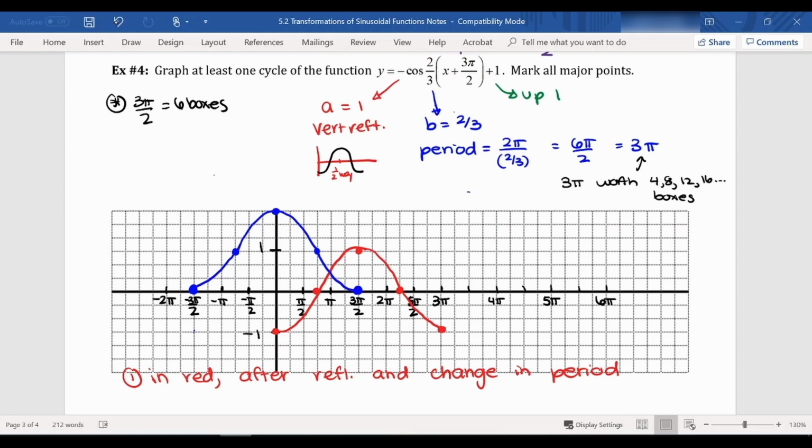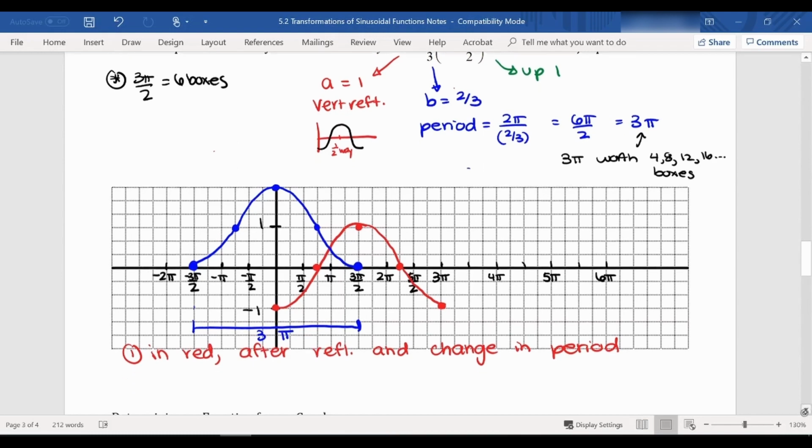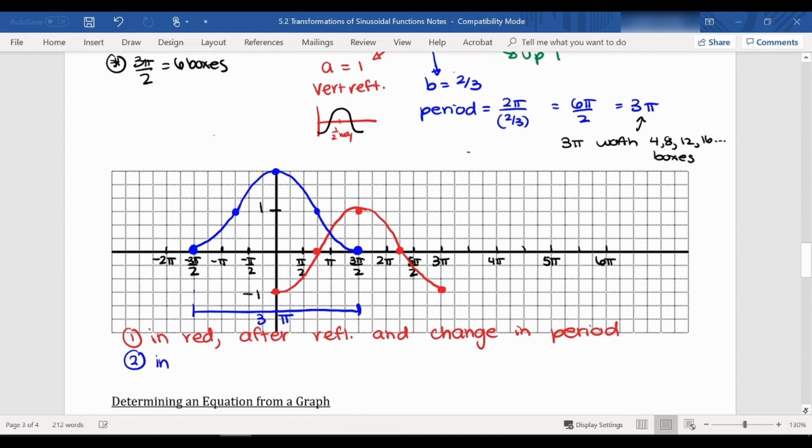Okay. So we can see that our period, our cycle here is still 3 pi long. Our amplitude is still 1. We've flipped our cosine graph, but we've also moved the whole thing up 1 and to the left. Okay. So number 2 in blue after all transformations. So the red one has moved left and up.